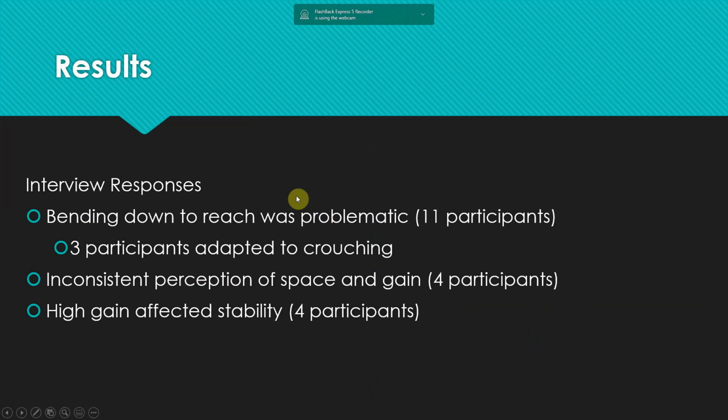For interview responses, 11 participants said they found bending down problematic. Three of them adapted to crouching instead of bending down, so that the headset doesn't move forward. They also reported inconsistent perception of space and gain, and that high gain affected stability.